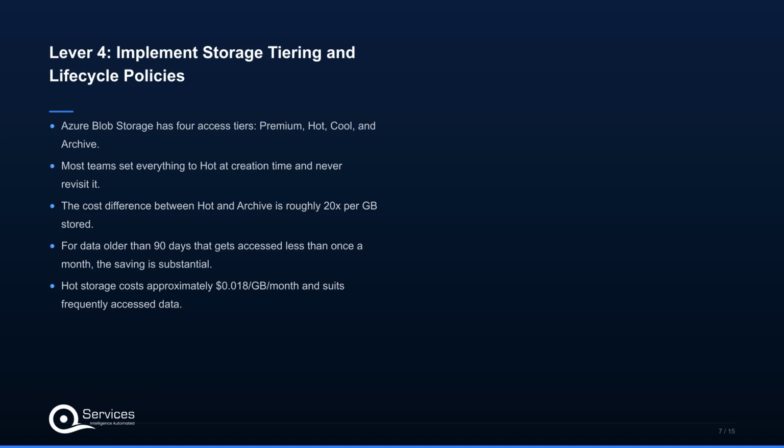Azure Storage Lifecycle Management policies move blobs between tiers automatically based on last modified date or last access time. A typical policy moves blobs to Cool after 30 days and Archive after 90 days. It runs without any operational overhead once configured. For teams managing large backup repositories or audit logs as part of Azure Cloud Migration Services, lifecycle policies are often the fastest single configuration change that produces measurable monthly savings.